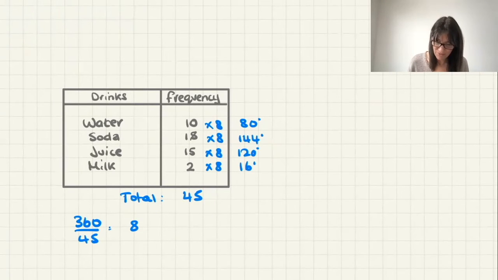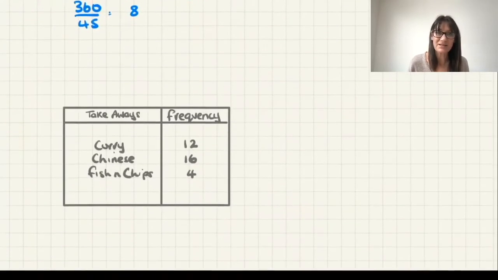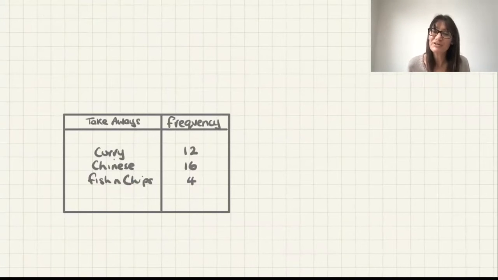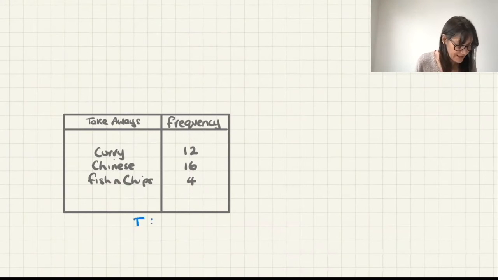All right, we've got one more, just to make absolutely sure we are super happy and confident. Okay, so pause and hit play when you're ready. Okay, so my total is 32.